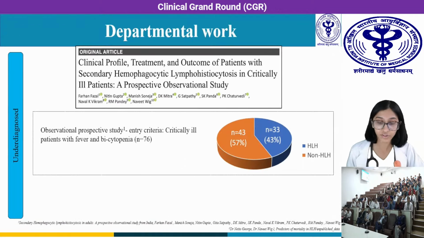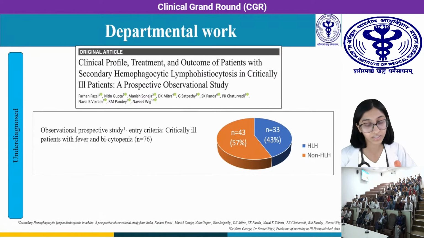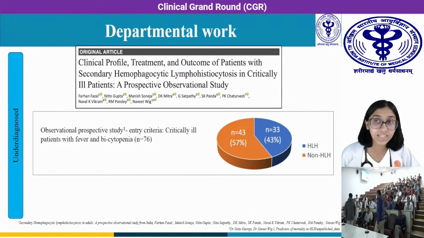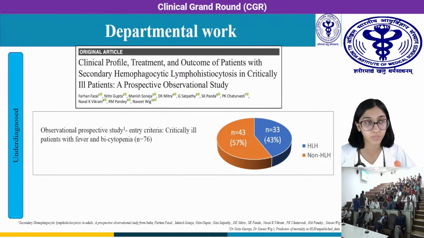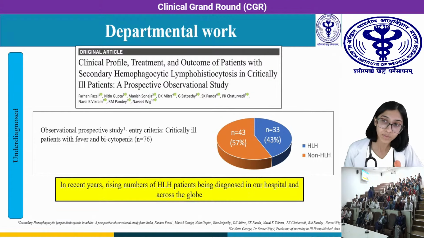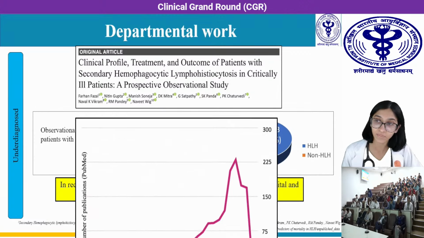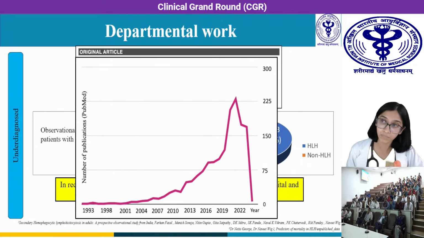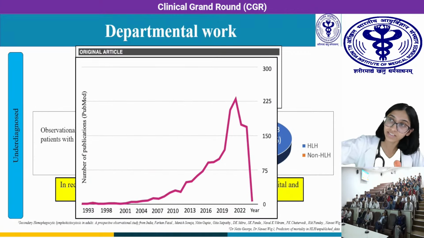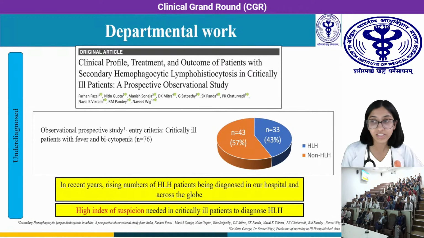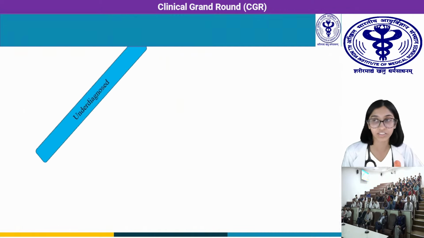Here we can see from our data that an observational prospective study conducted in our department showed that 43% of the critically ill patients coming with fever and bicytopenia were diagnosed with HLH. In recent years, we are seeing a rising number of patients diagnosed with HLH, and this can be seen from this picture, in which there is a rising number of publications in recent years. So a high index of suspicion is needed in critically ill patients to diagnose HLH.